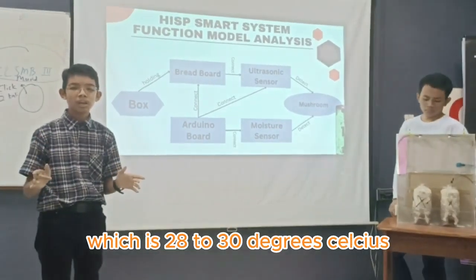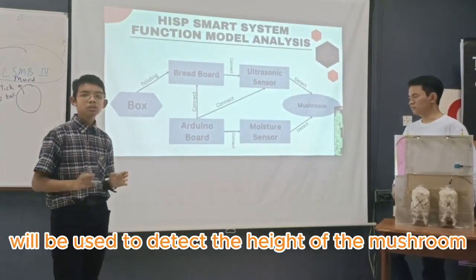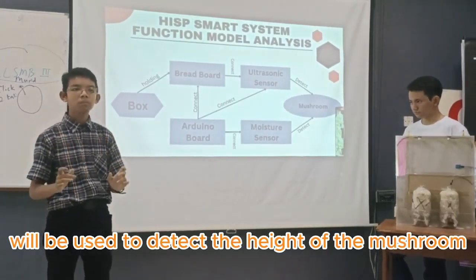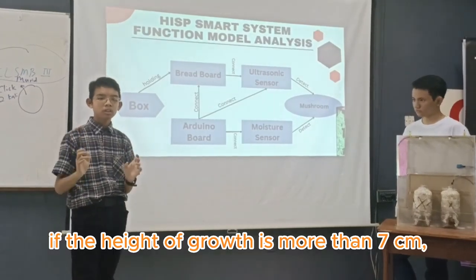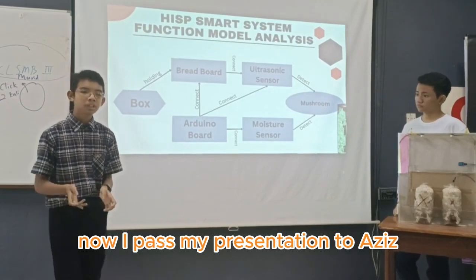Next, for the temperature sensor, we detect the suitable and ideal temperature for the mushroom to grow, which is 28 to 30 degrees Celsius. Lastly, the ultrasonic sensor will be used to detect the height of growth of the mushroom. If the height of growth is more than 7 centimeters, then we can harvest the mushroom. Now I'll pass my presentation to Aziz.